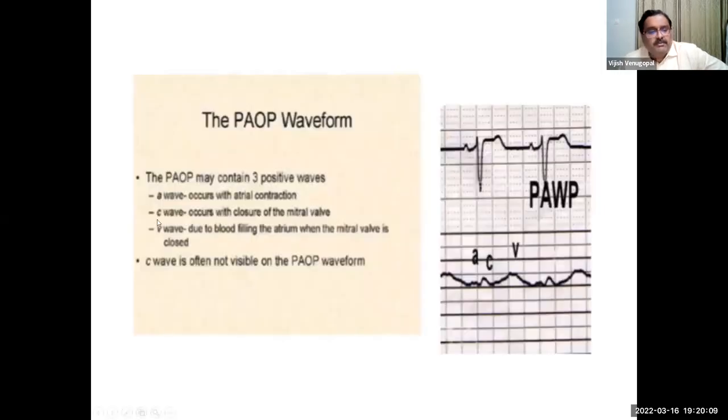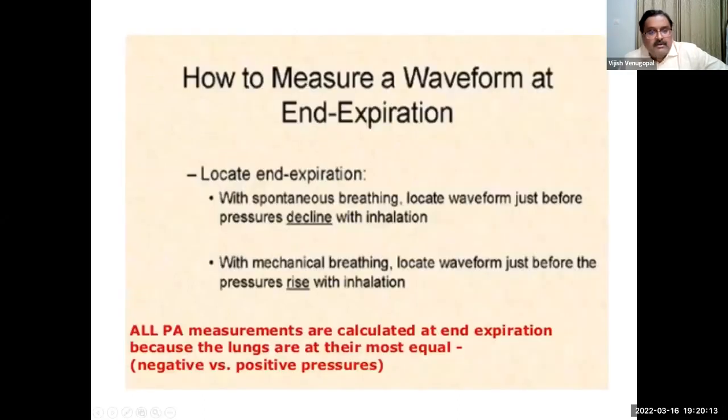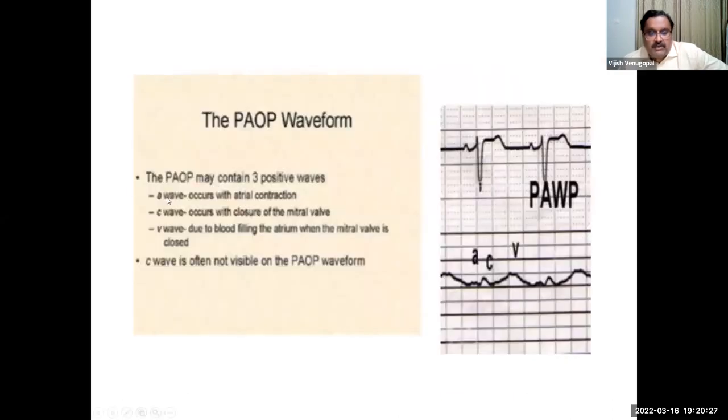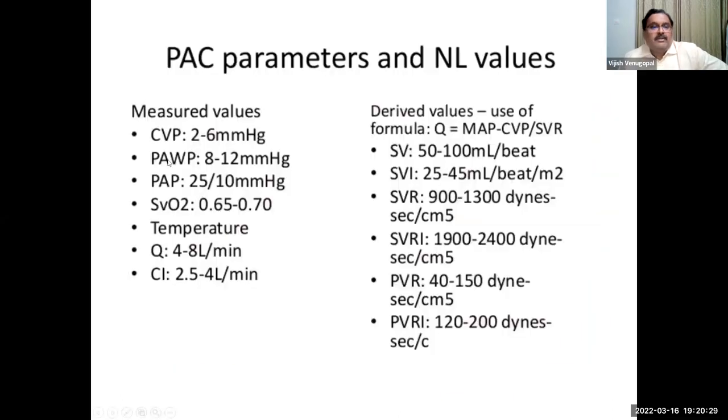The PAOP waveform is again similar to the CVP waveform. But it is important that you measure the waveform at end expiration. How do you locate end expiration? With spontaneous breathing, you locate the waveform just before the pressure declines with inhalation. And with mechanical breathing, the waveform just before pressure rise with inhalation. This is shown here.